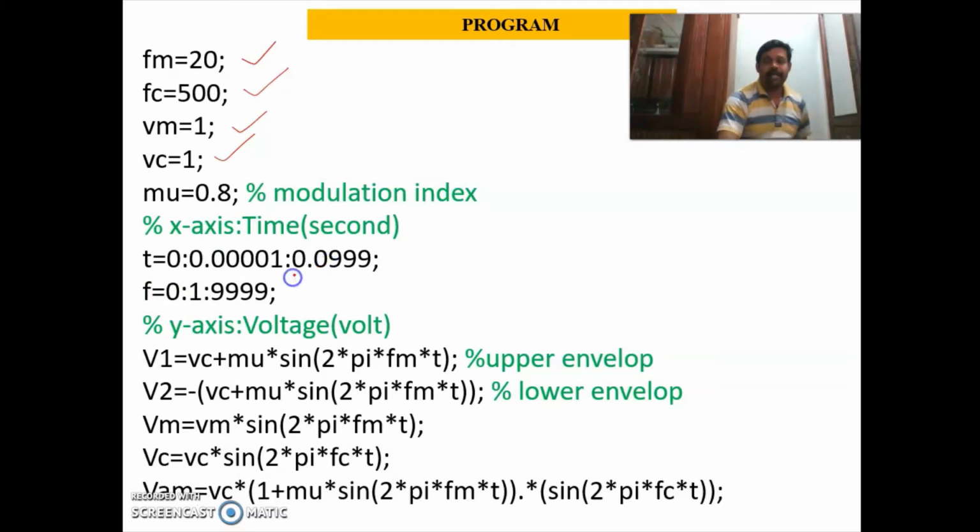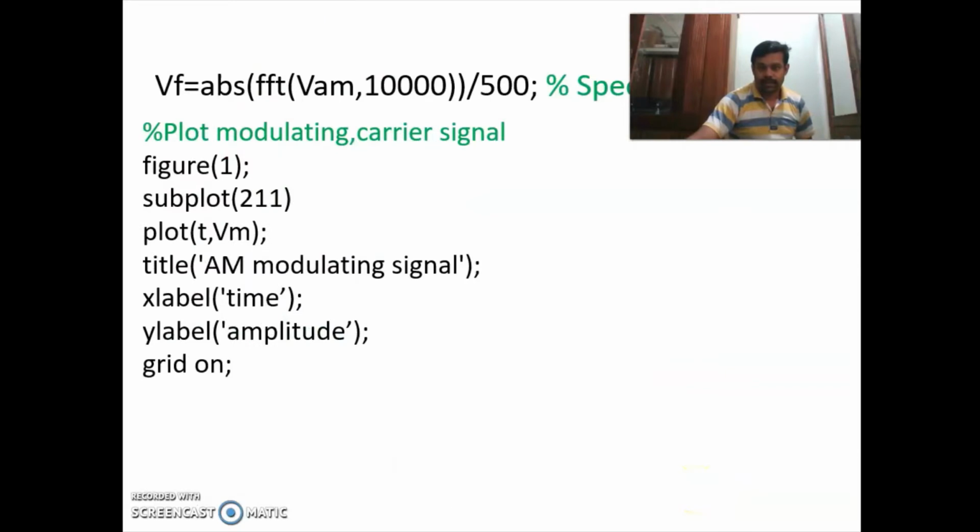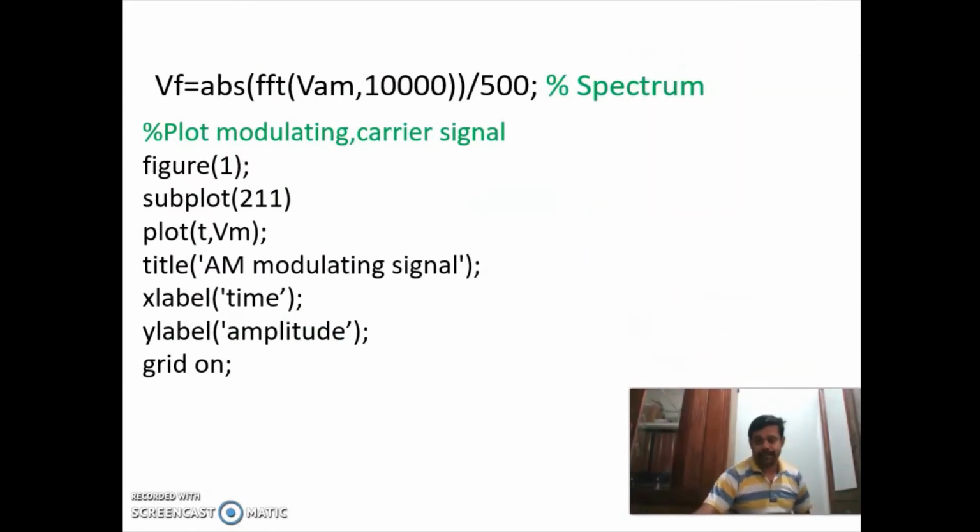After that we are defining the upper envelope and lower envelope of our modulated signal. After that we are defining the message signal and carrier signal, and then the AM modulated signal. Now, in order to find the spectrum, you know that if you take the FFT of the signal, then you will get the frequency information of that signal.